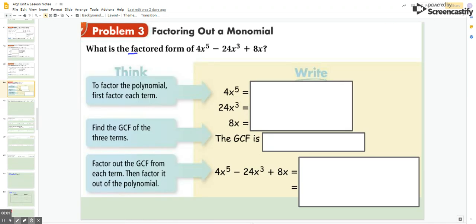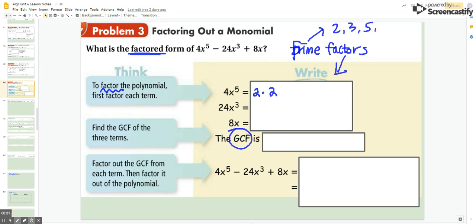Factored form, so we just practiced, but let's go over one more time. Let's try one more time. The first thing you need to do is factor each term, which means we need to find the greatest common factor. So it should be prime factors. When you find the greatest common factor, find all the prime factors. A prime number is like 2, 3, 5, 7, 11, 13, 17, and it keeps going. They only have factors of 1 and itself.